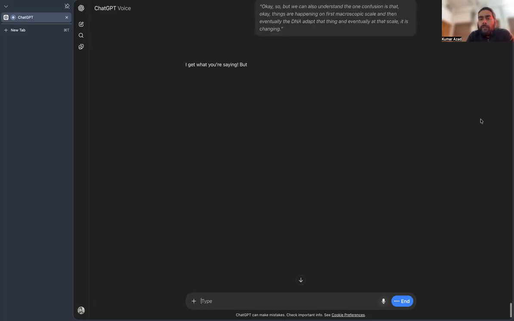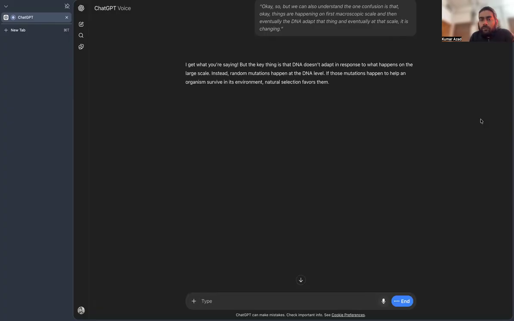I get what you're saying, but the key thing is that DNA doesn't adapt in response to what happens on the large scale. Instead, random mutations happen at the DNA level. If those mutations happen to help an organism survive in its environment, natural selection favors them. Over many generations, those successful traits become more common. So the environment shapes which DNA variations thrive, but the DNA changes are still random. In short, DNA doesn't consciously adapt, evolution filters what works.